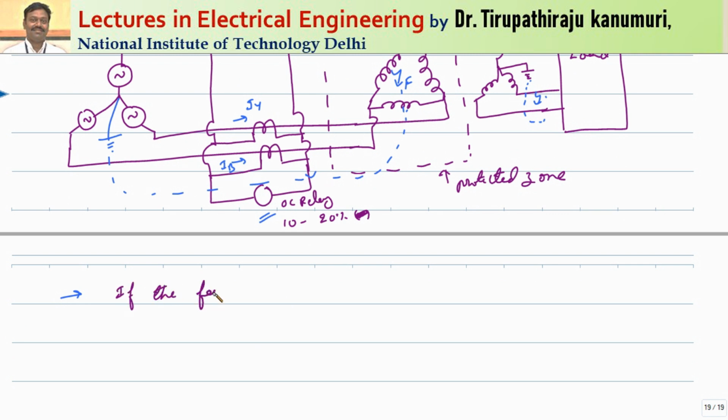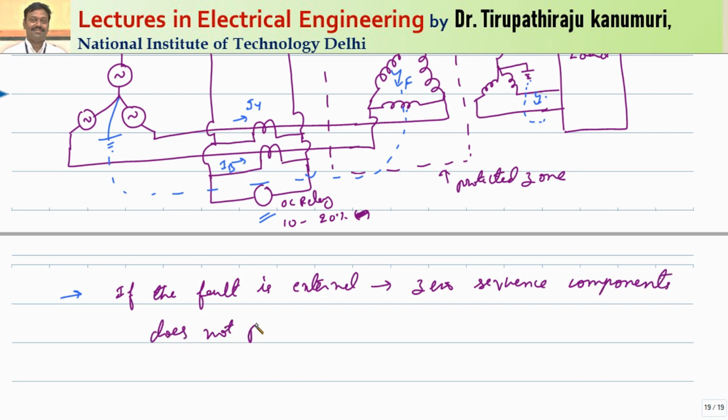If the fault is external, zero sequence components do not pass through the CTs. Because of this, the current through the relay is equal to 0, so your relay will not operate.